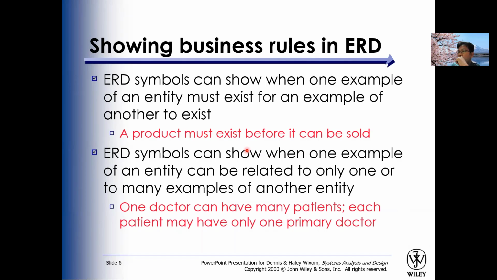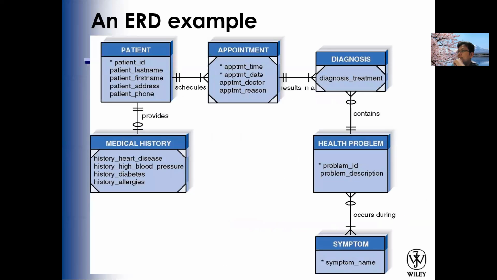For the relation, we have some rules. For example, one doctor can have many patients. Each patient may have only one doctor when consulting. Maybe there is a nurse, but only one doctor is for one patient. Of course, there are some special cases. Maybe we need a lot of doctors in the operating room.